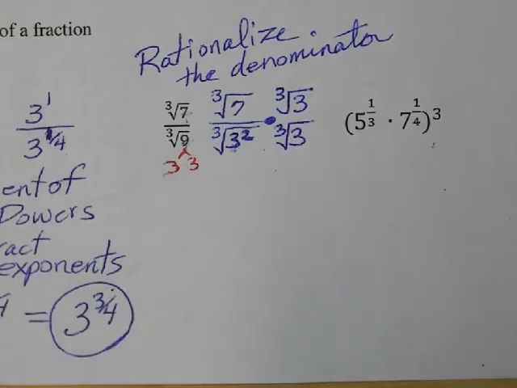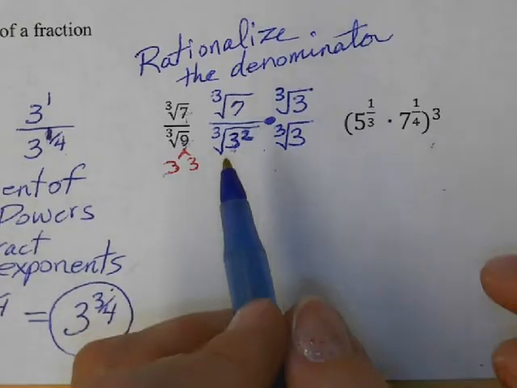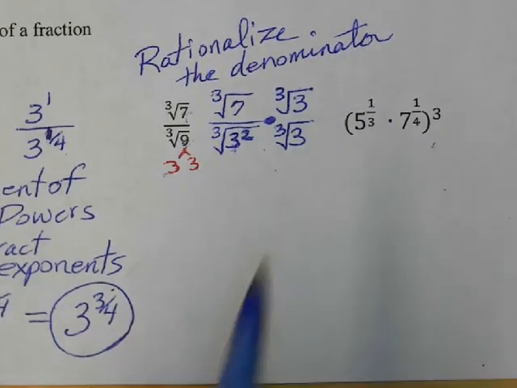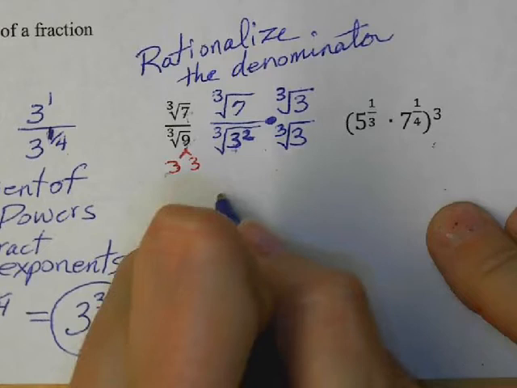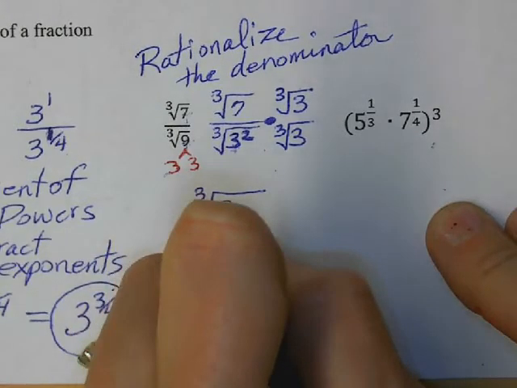So it is kind of weird. Well, the top part, the 7 and the 3, you can just times those. 7 times 3 is 21. So the top part is the cubed root of 21.